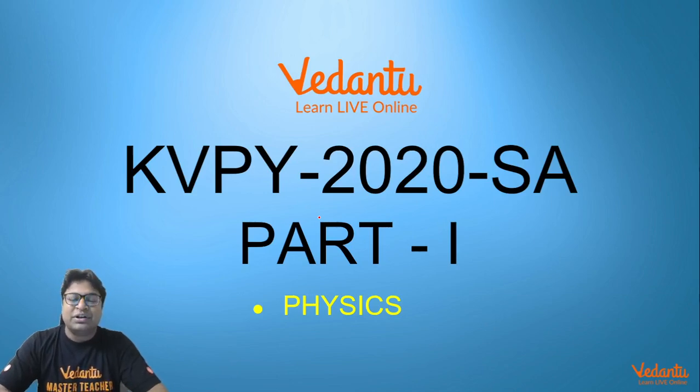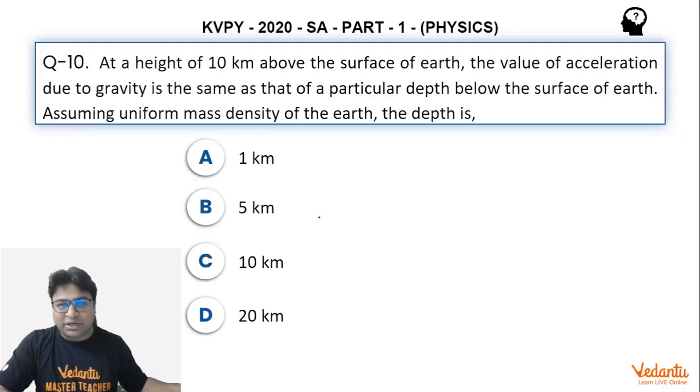Hello students. So we are discussing KVPY 2020 essay paper part 1 of physics. We are now discussing question number 25, which is the 10th question of part 1. So let's have a look at this question.